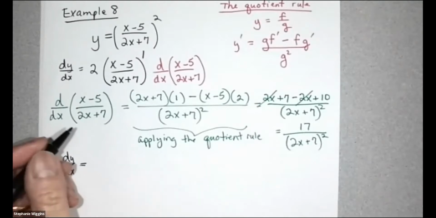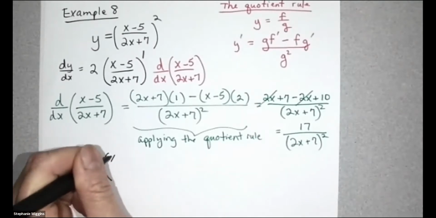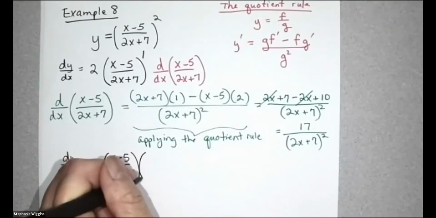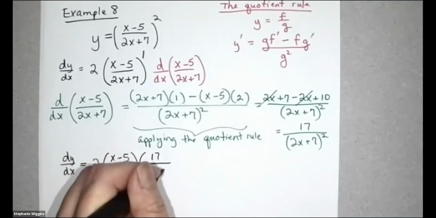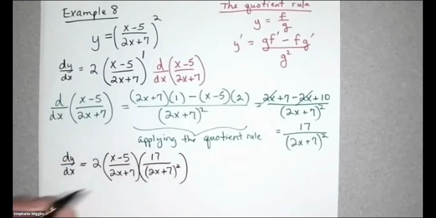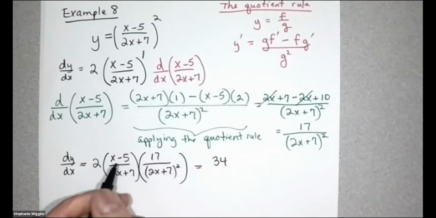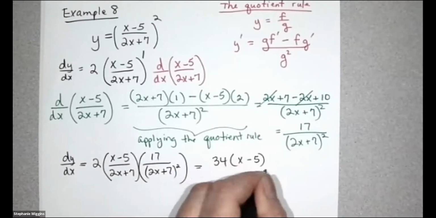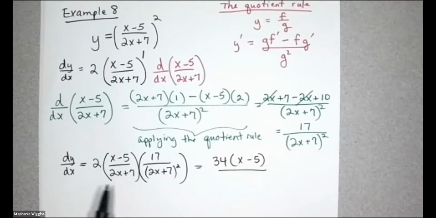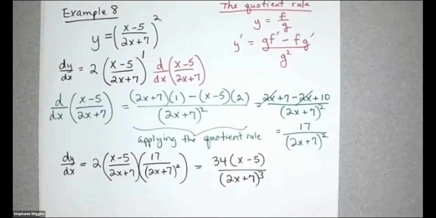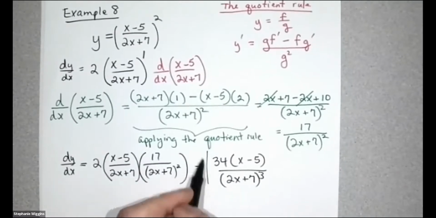And we're going to have 2 times (x minus 5) over (2x plus 7) times 17 over (2x plus 7) squared. And it looks like my numerator, 2 times 17 is 34. And then I've got x minus 5. Notice I have 2x plus 7 times (2x plus 7) squared. That's just going to be (2x plus 7) cubed. All right, so there is my final answer.